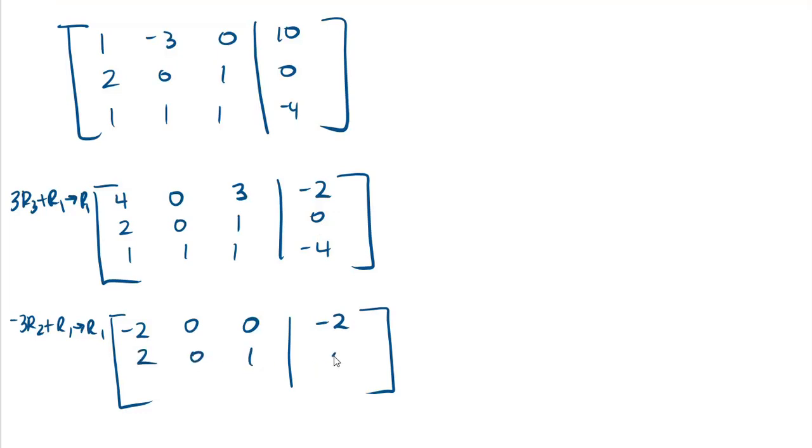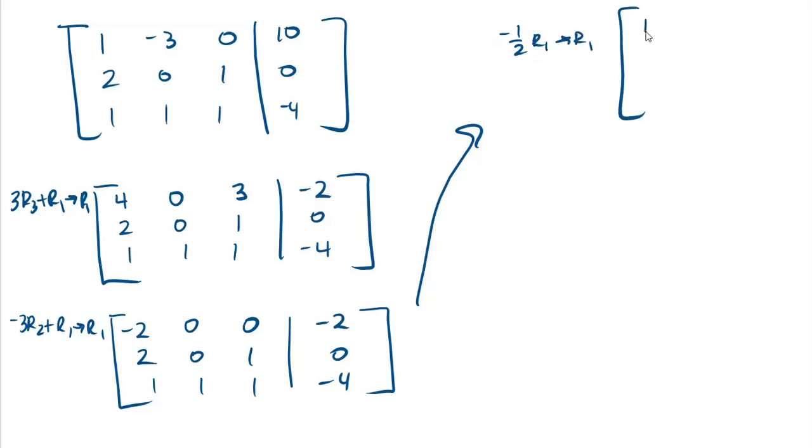2, 0, 1, 0, 1, 1, 1, negative 4. And now we can multiply row 1 by negative 1 half. Negative 1 half times row 1, replacing row 1, gives us 1, 0, 0, 1. I'm not doing anything to the second row. I'm not doing anything to the third row. And now I know that x is equal to 1.